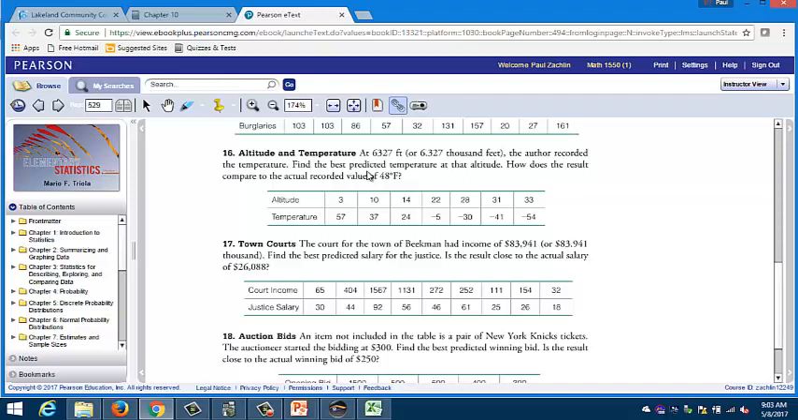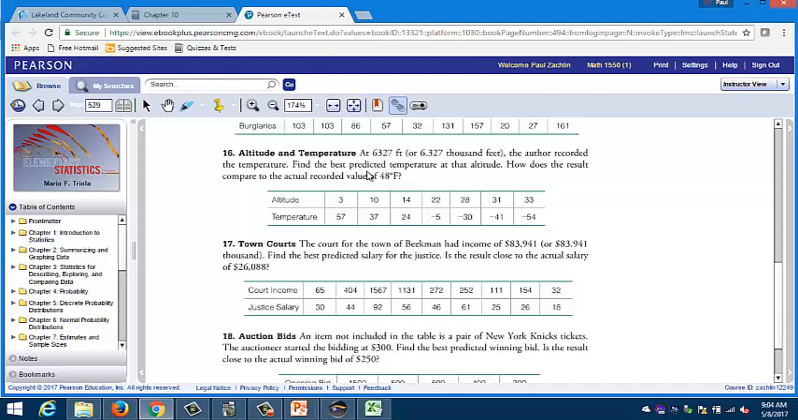Find the best predicted temperature at that altitude. How does the result compare to the actual recorded value of 48 degrees? I guess what I don't understand here is what are the units? Well, I don't know. 3, 10, etc. Altitude would be feet and temperature would be probably Fahrenheit. Yeah, temperature would be degrees Fahrenheit.